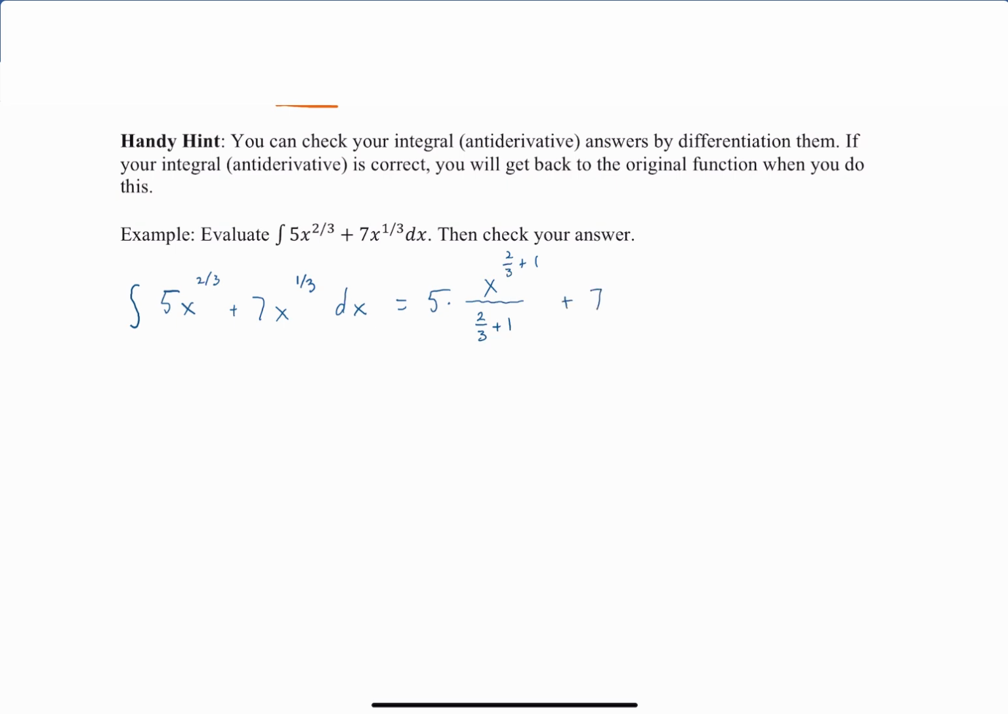I keep the constant coefficient 7. And for x to the 1/3, I'm going to add 1 to the power and divide by the new power. And I have my plus c. Okay, 2/3 plus 1. If you need to go off to scratch paper and do that, that's fine. 2/3 plus 1 is the same thing as 2/3 plus 3/3, so that's 5/3. Do that off on scratch paper, though.